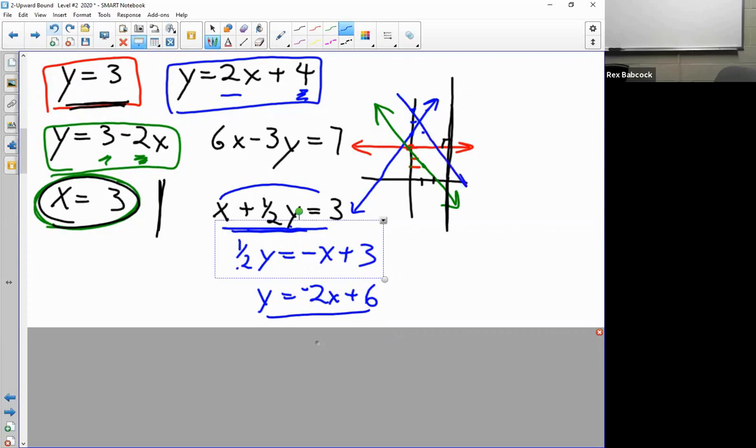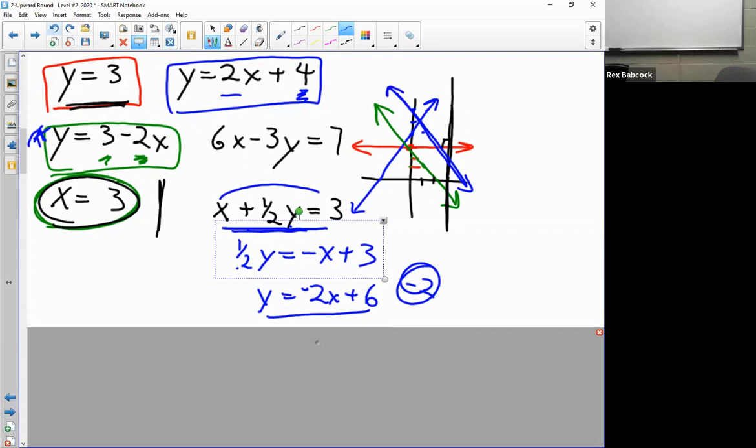Well, I finally found two that had the same slope. This one has a slope of -2. And this one right here has a slope of -2. And you can see on the coordinate system, they even look parallel. My graphs aren't great, but I can tell they're parallel.